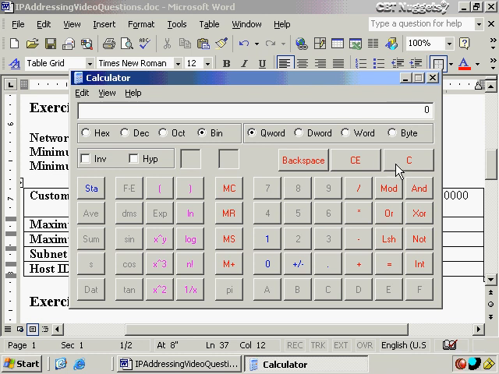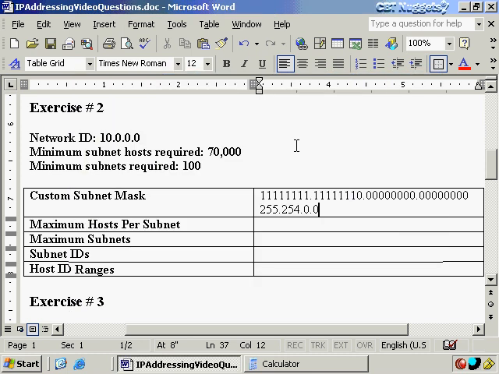You go back to the calculator, go back to decimal, 2 to the 17 equals 131,070, because we're going to minus 2 there. So 131,070. And I'll put a comma in there to make it more readable. And that's how many hosts we can get per subnet with 17 bits reserved for the host.